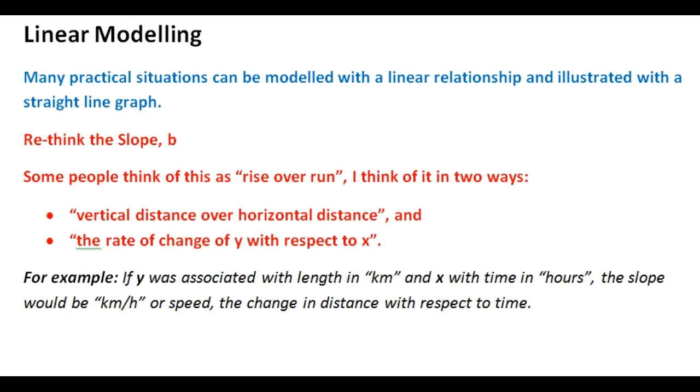Another way of thinking about that vertical distance is it's the rate of change of y compared to the change in x. So the change in y with respect to the change in x is a rate. To give an example, if I had a set of axes, say y, and the y actually represented the length in kilometers and the x-axis represented time in hours, then the gradient of any straight line on that graph would be the change in kilometers compared to the change in hours. That's called kilometers per hour, that's speed, and so that's a rate.